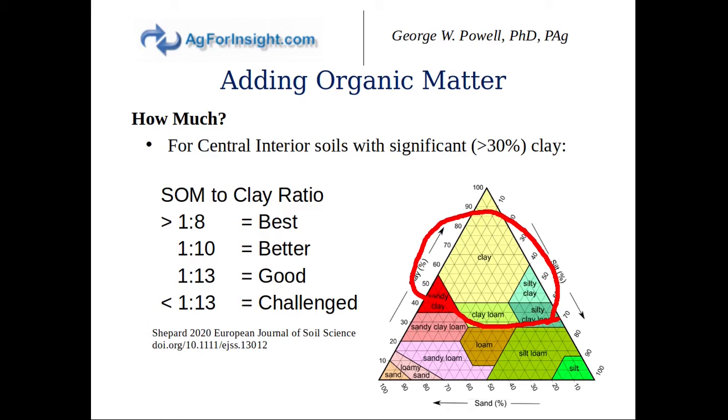So with greater than 30% clay in your soils, if you have less than 1 part organic matter to 13 parts clay, you are going to be challenged in your production. Ranging all the way up to greater than 1 part organic matter to 8 parts clay is probably the best we're going to expect to achieve under normal production practices in the central interior.